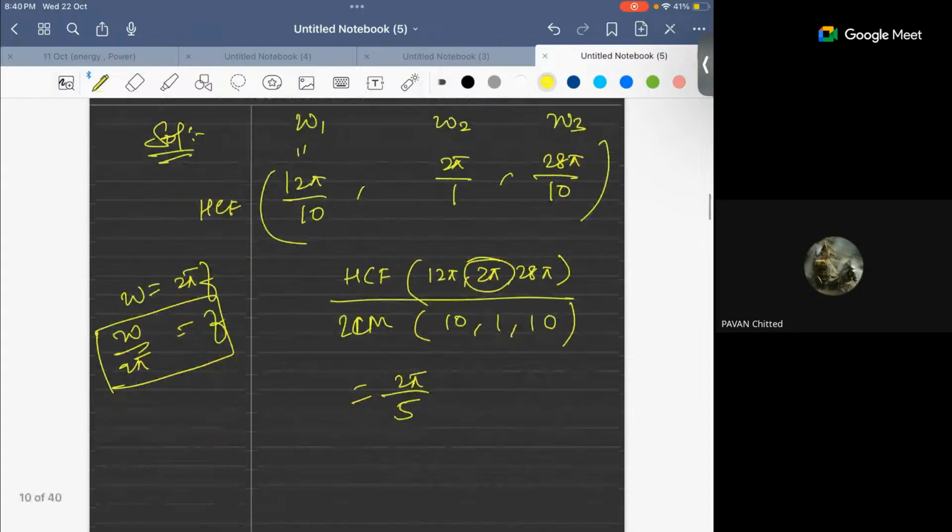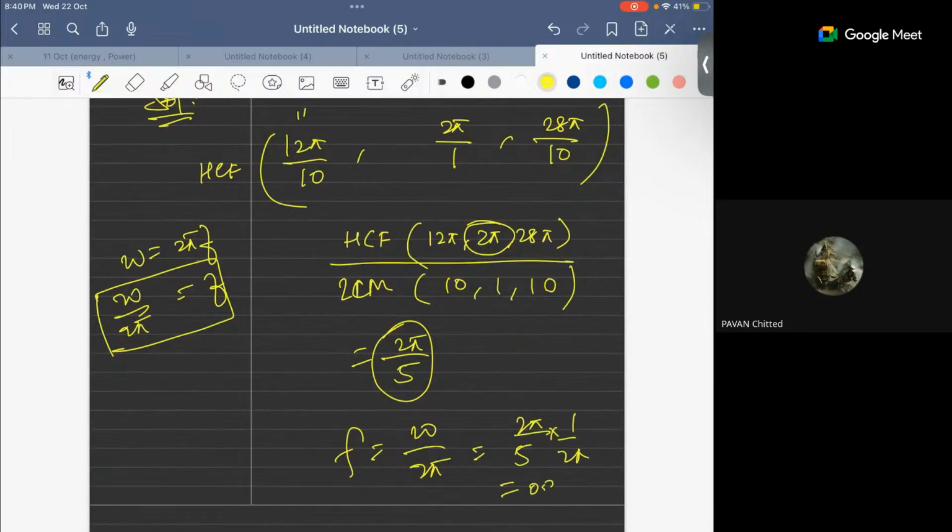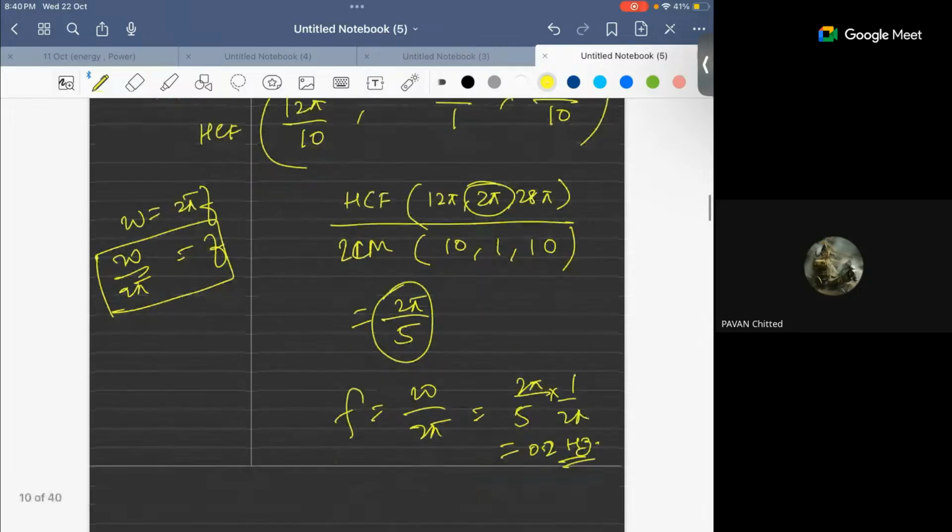Right? So if you have to calculate the frequency, f will be omega upon 2 pi. You will be left with 2 pi by 5 times 1 upon 2 pi. So 0.2 hertz. Any doubt here? Okay.